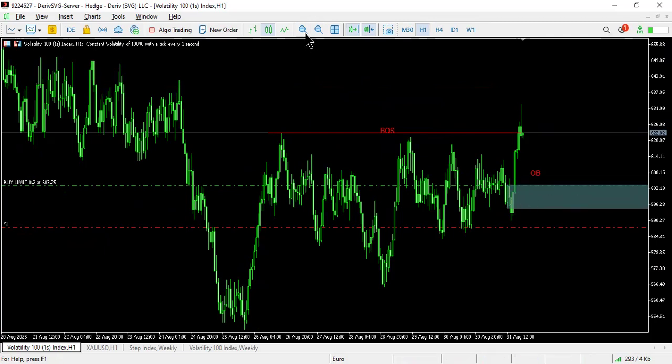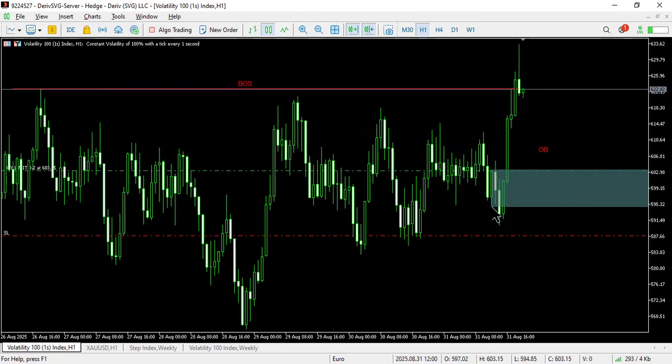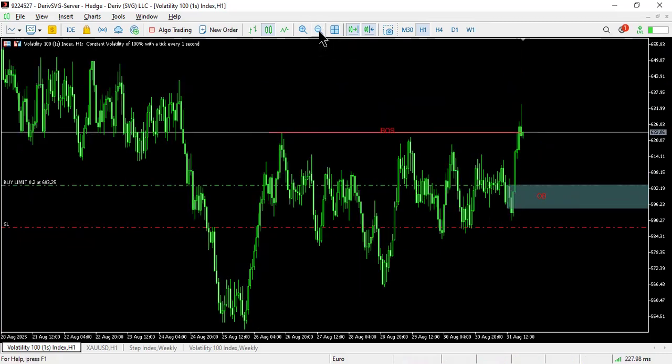The order block is always the last internal break of structure, which is there. This candle before this move down here. So that is our order block.